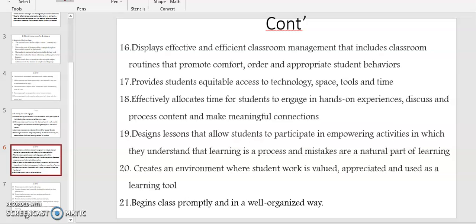Lessons are also effective when teachers effectively allocate time for students to engage in hands-on experiences, discuss and process content, and make meaningful connections. They should also design lessons that allow students to participate in empowering activities in which they understand that learning is a process and mistakes are a natural part of learning.